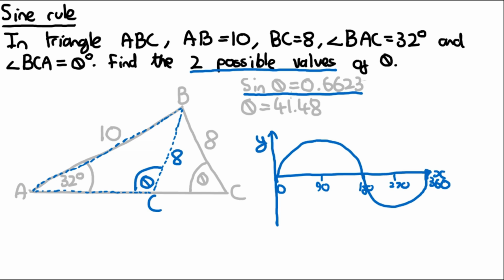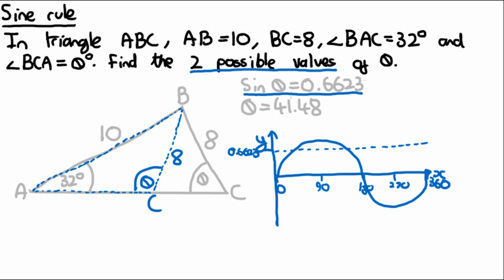And if we say that 0.6623 is about here, we can see that there are actually two values where sin theta is equal to 0.6623. One here and one here. And one of them is acute, below 90 degrees, and one of them is obtuse, above 90 degrees. And this is where these two values come from.